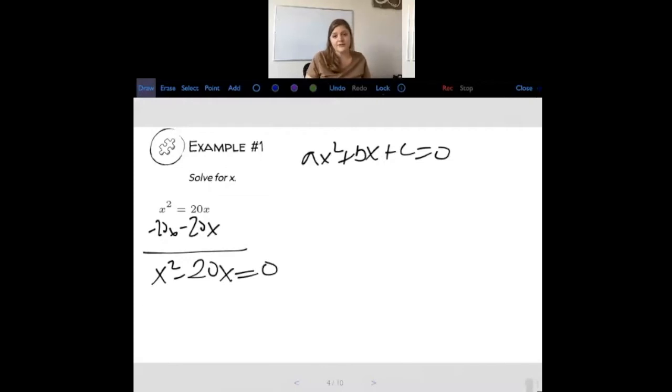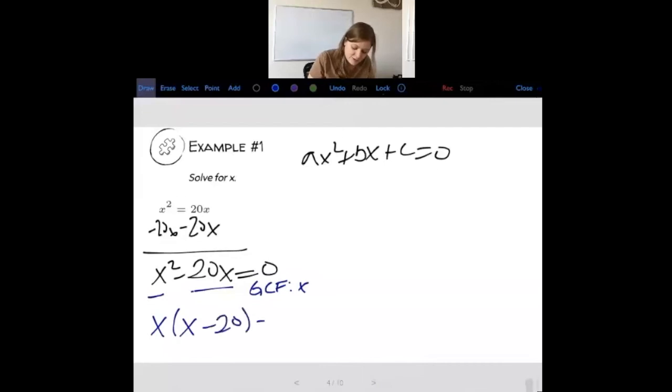Recall, when factoring, the first step is to always look for a greatest common factor. Between x squared and 20x, our greatest common factor is x. So we'll take out an x from both, and we're left with x squared divided by x is just x, and 20x divided by x is minus 20, and it is still equal to 0.